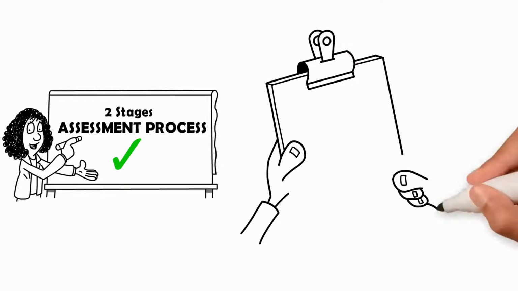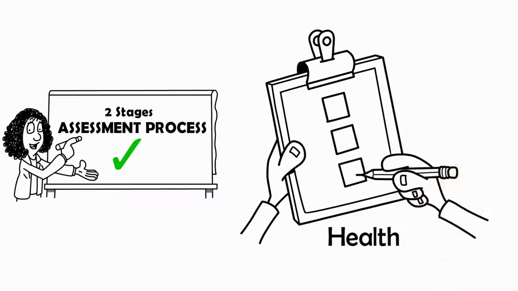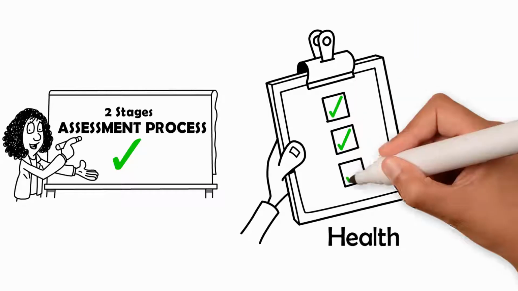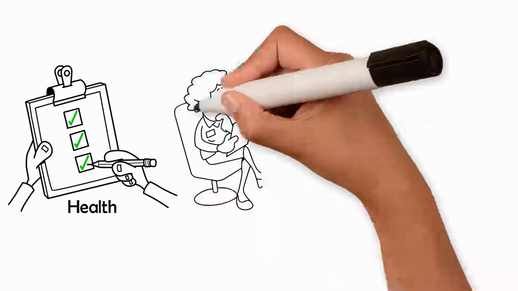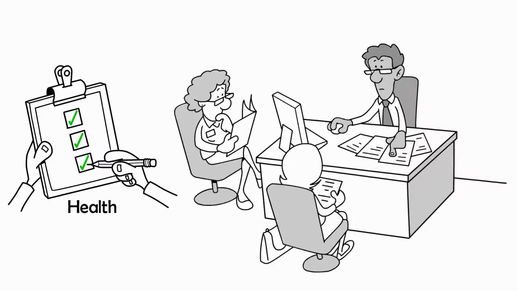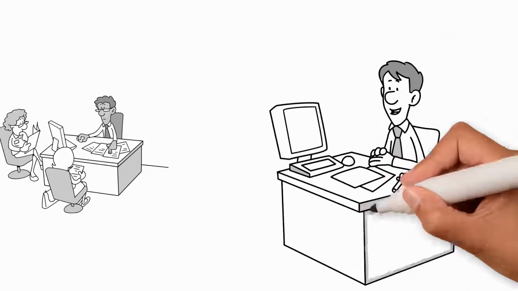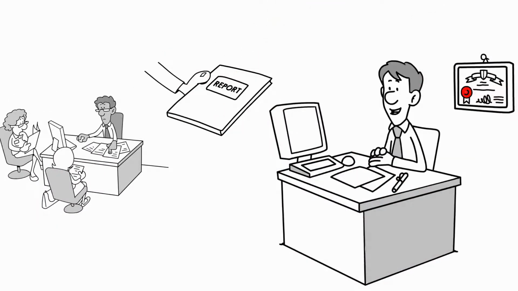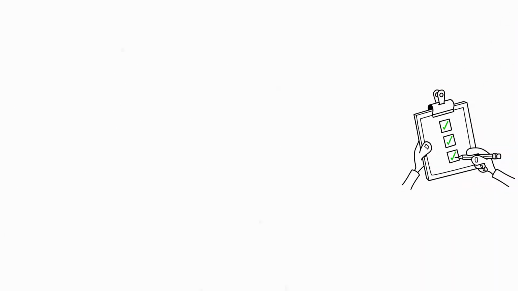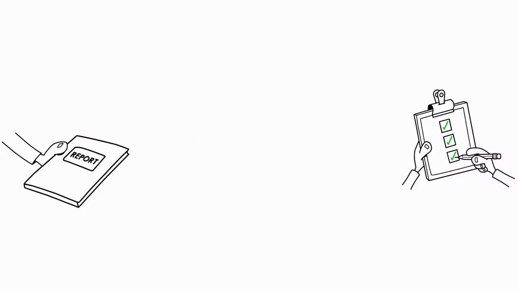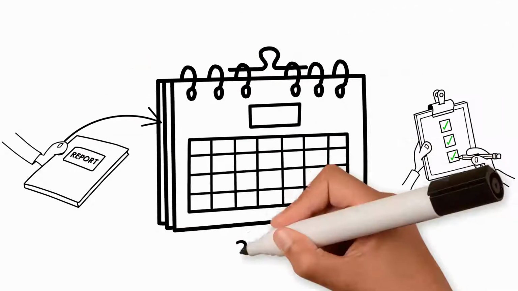Firstly, there's a checklist to see if you have health needs. If you pass the checklist stage, you will go forward for a full assessment of all your care needs. Following this, a recommendation is made to your CCG as to whether you have a primary health need and are therefore entitled to NHS funding. From the completion of the checklist to receiving the decision of the CCG should take no more than 28 days.